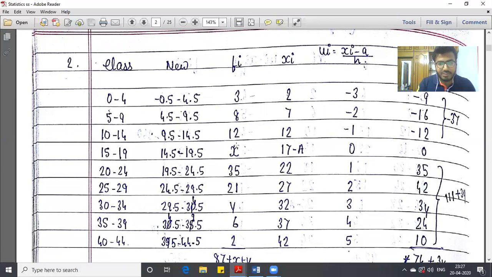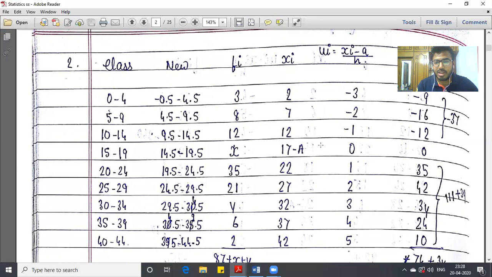Now see here, you have two missing frequencies. One is x and the other one is y. So at any one place, in place of x or y, you can take a, whichever you want. You have to assume the mean at one place, either x or y. Any one place you can take, your wish. Here it has been taken as x. So the value in front of x, you take as a. Don't take other than x and y. If you take 12 or 22 here, it will be wrong. You have to take either on x or on y. So we took 17 in front of x, and we are assuming this as a.